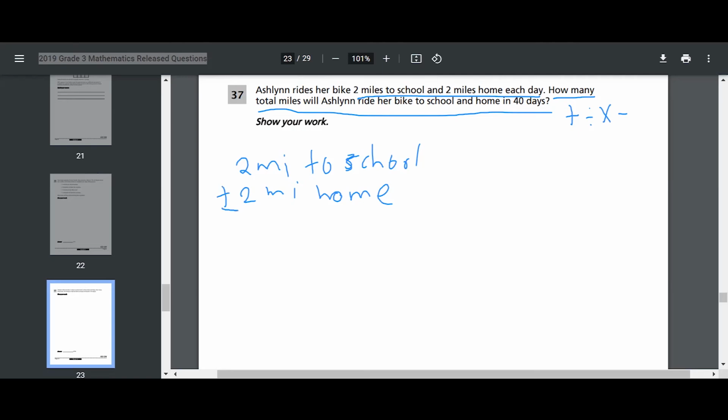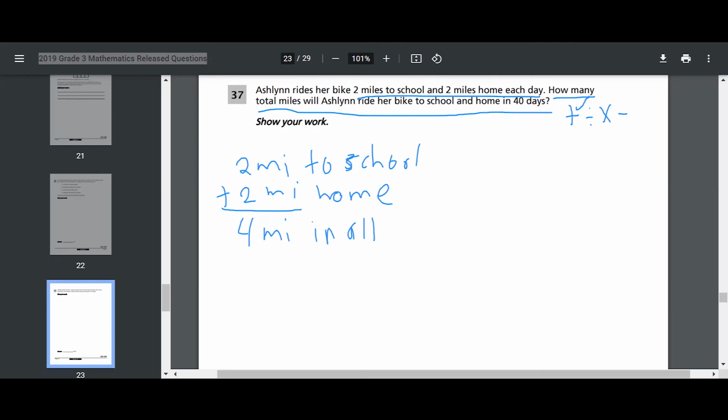2 miles to school and 2 miles home each day means I will be adding the first 2 miles and the second 2 miles together. And we know that 2 plus 2 equals 4. Therefore, every day, Ashlyn rides her bike 4 miles in all to school. So I'm going to put a check on my addition sign since that's the first operation we use in this equation.